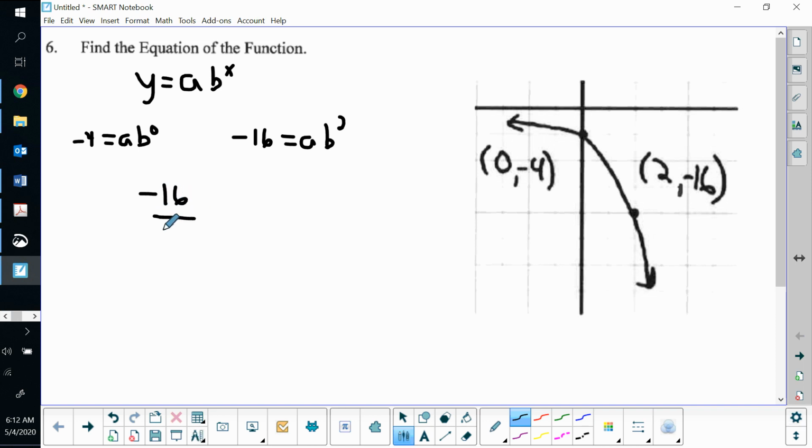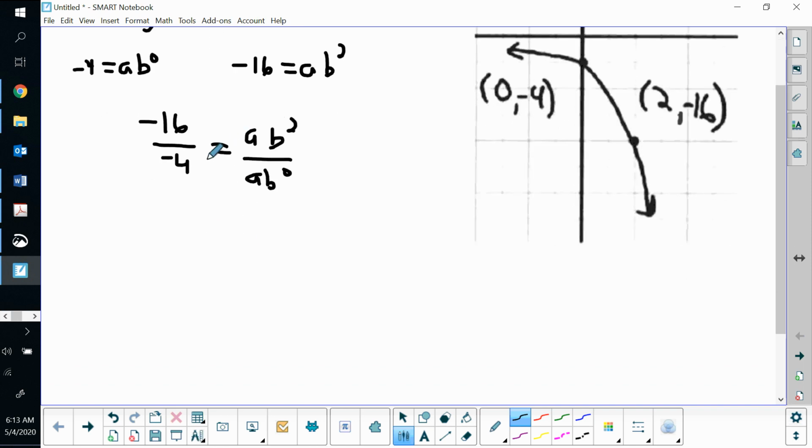So we'll have negative 16 over negative 4 equals ab squared over ab to the 0. So if we divide those out, we get 4 equals b squared. We'll take the square root, and we get b equals 2. Remember, b should never be a negative number. So if you get a negative number for b, you know something's off.